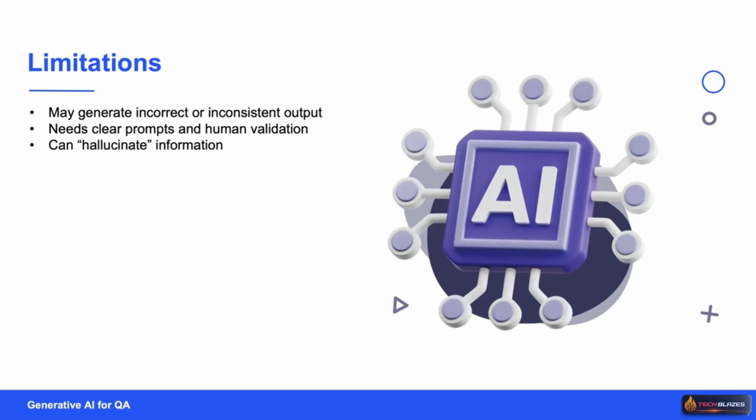Of course, we need to be realistic. Generative AI is powerful, but it's not magic. It can make mistakes. Sometimes it invents facts or gives answers that sound right but aren't. That's what we call AI hallucination. So your job isn't to believe everything it says. Your job is to guide it, verify it, and use it wisely. It's a tool. And like any tool, it's only as good as the person using it.